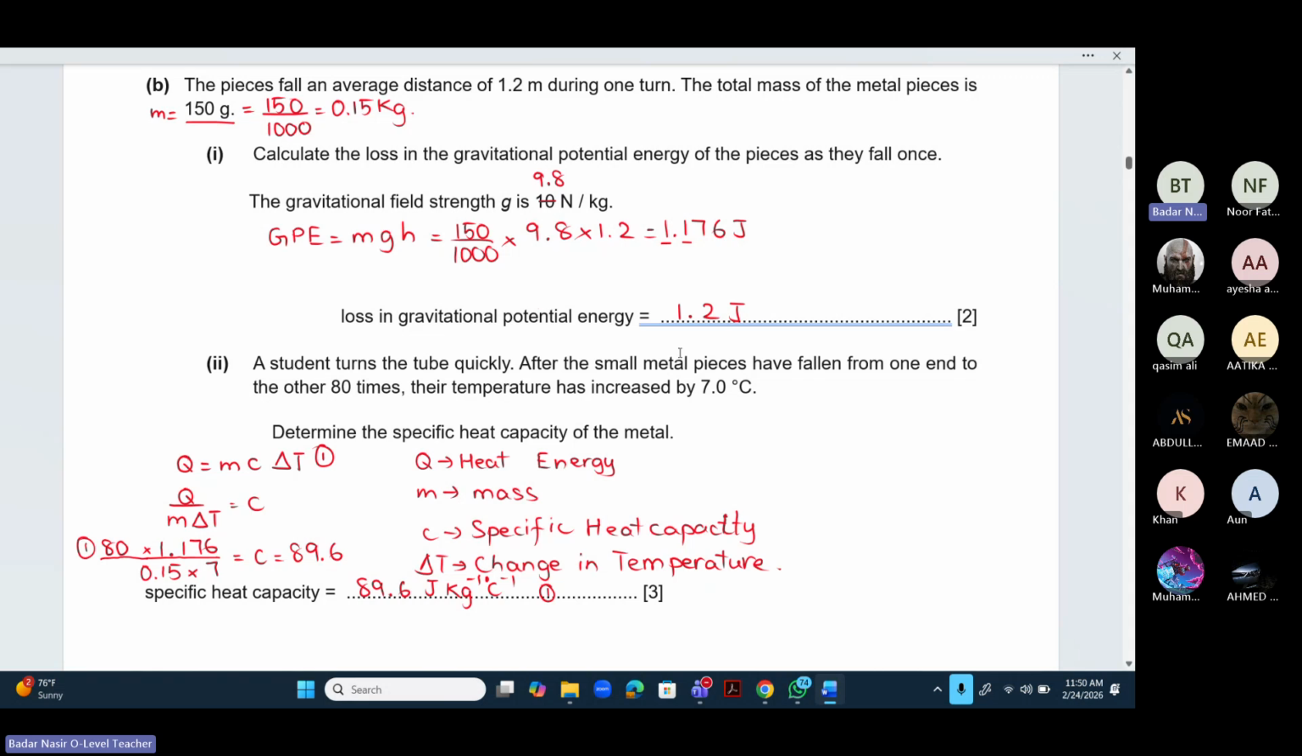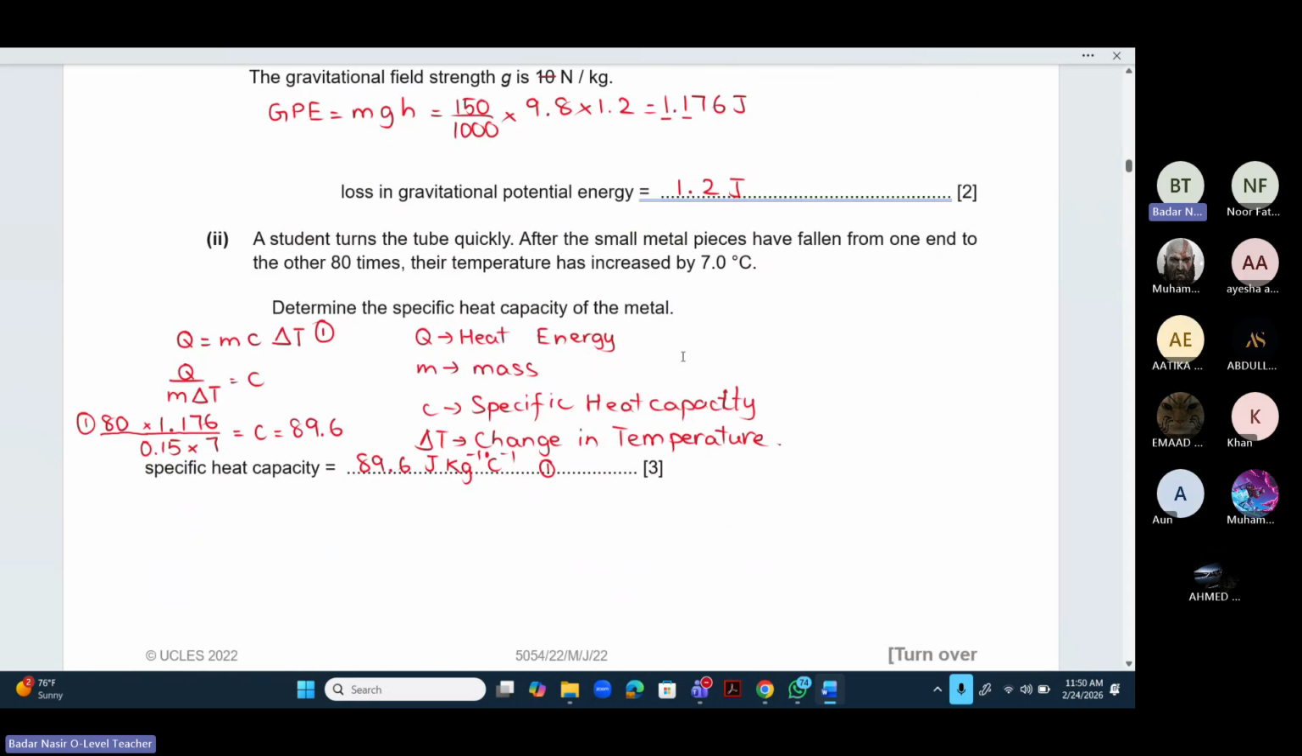Okay, now moving on, एक दफा मैं quickly बता देता हूँ. The formula is Q equals m c delta T. We have to find specific heat capacity, so we make small c the subject. So the formula becomes Q over m delta T. Q is the heat energy. जो पिछले पार्ट में आपने ग्रेविटेशनल पोटेंशियल एनर्जी फाइंड की है, that gravitational potential energy is converted into heat energy.